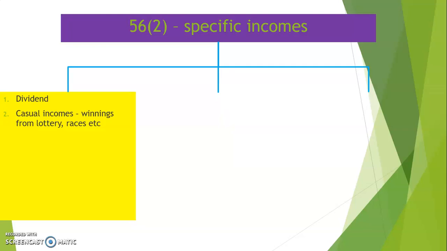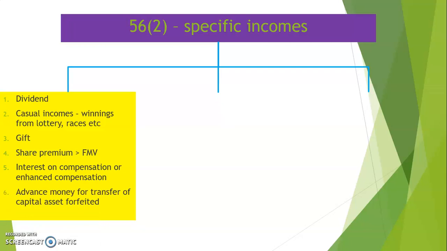Second one, cash flow incomes, and by cash flow incomes what we mean is various winnings from lotteries, horse races, things like that. Winnings from lotteries, winnings from races, etc. Third one, gift. Fourth one, cases where share premium is greater than fair market value. Fifth one, interest on compensation or interest on enhanced compensation. And finally, sixth one, advance money for transfer of capital asset forfeited.